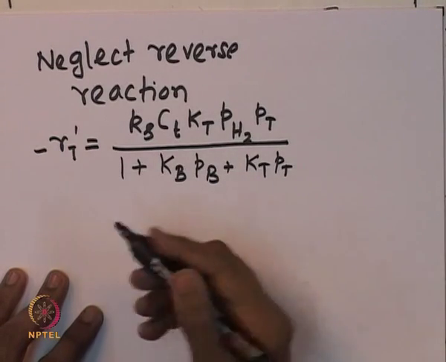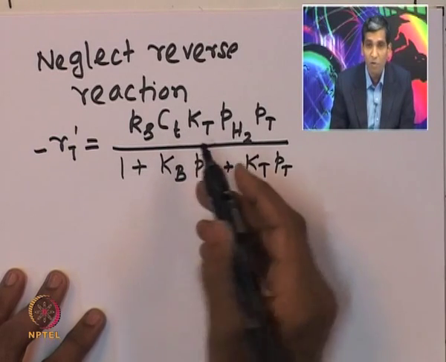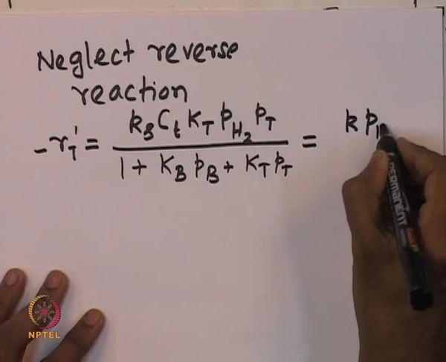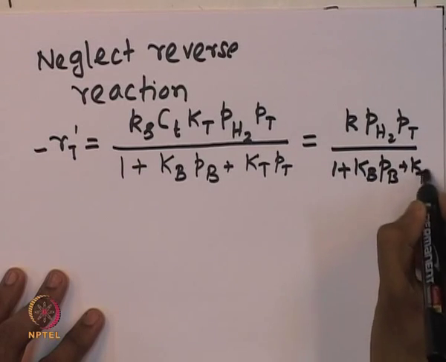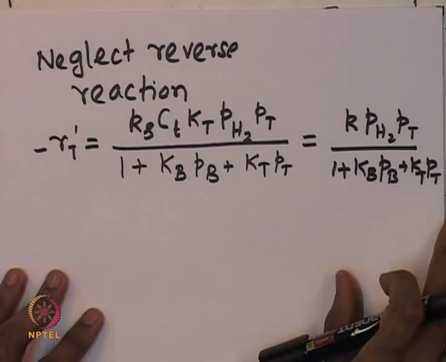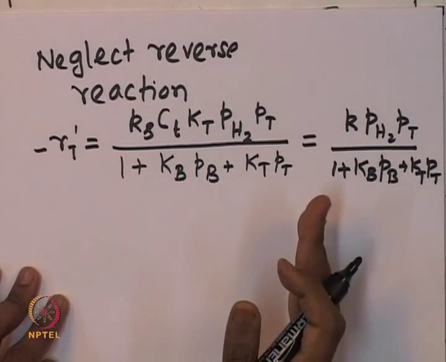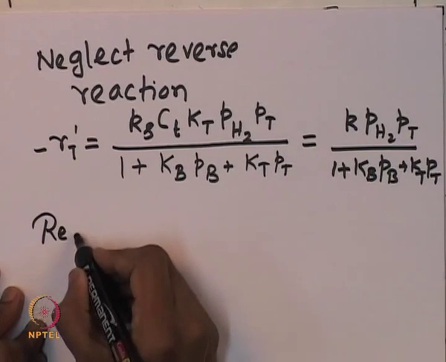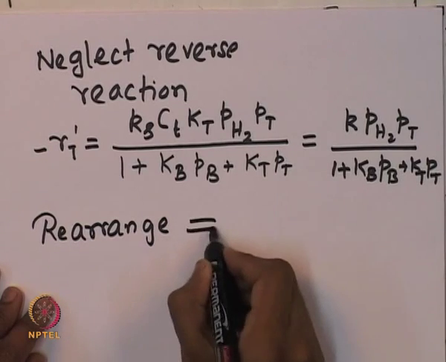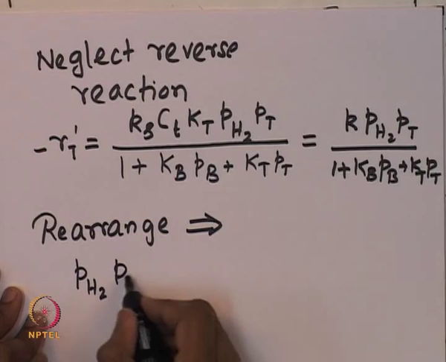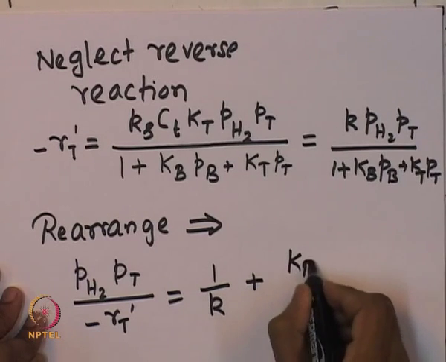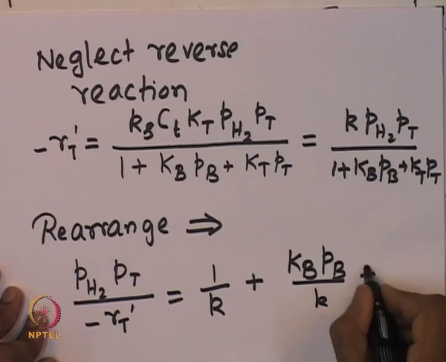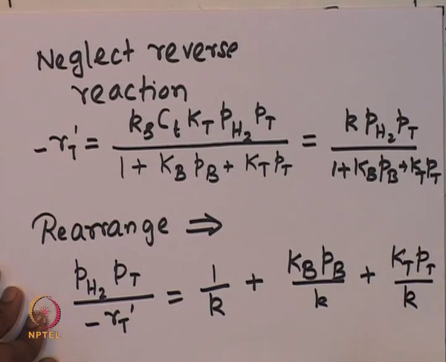Okay. So, by clubbing Ks, Ct and Kt into one constant, we can write this as K into partial pressure of H2, partial pressure of toluene divided by 1 plus Kb Pb plus Kt into Pt. Okay. So, that can be written as this expression here. And now we can rearrange this expression and rewrite it as partial pressure of hydrogen, partial pressure of toluene divided by the corresponding rate should be equal to 1 by K plus Kb Pb divided by K plus Kt Pt divided by K. Okay. The final form of the rate expression is actually a linear equation.